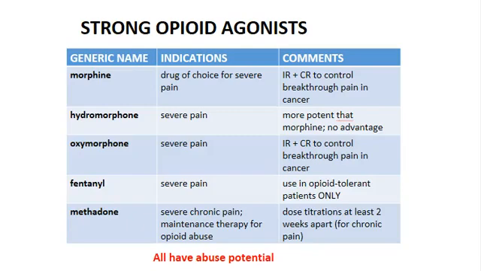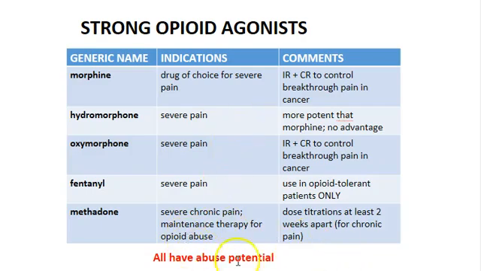So the next couple of slides basically just go over the different formulations of opioid drugs that exist. And what we've done here is distribute them based on their potency. So this table summarizes the strong opioid agonists. And so basically morphine, hydromorphone, oxymorphone, fentanyl, methadone. These are the drugs that are really indicated for severe pain.